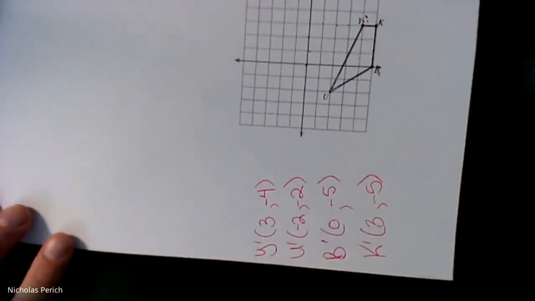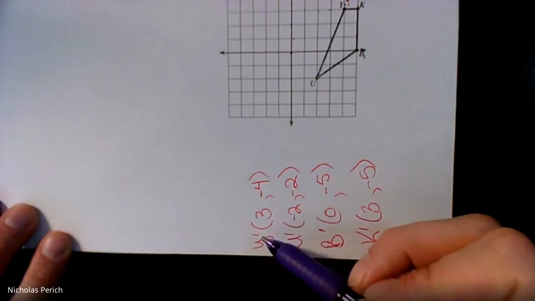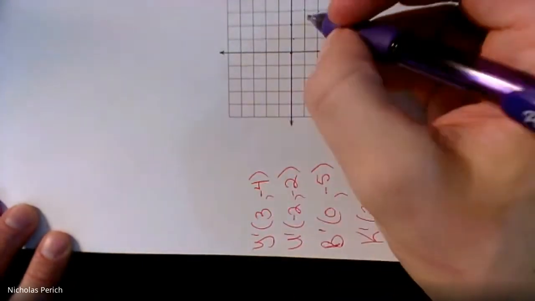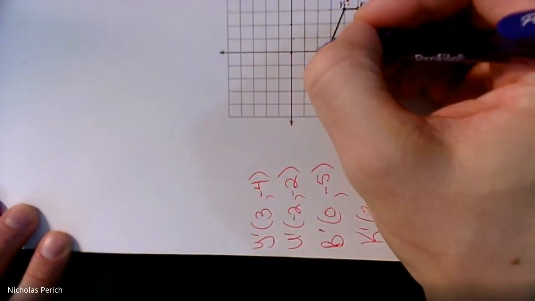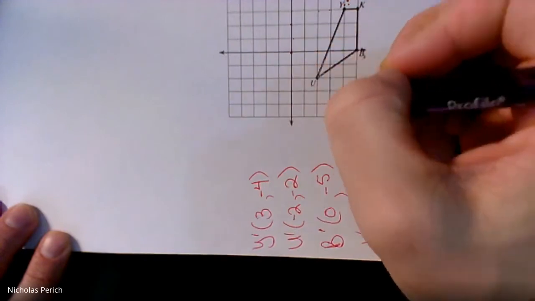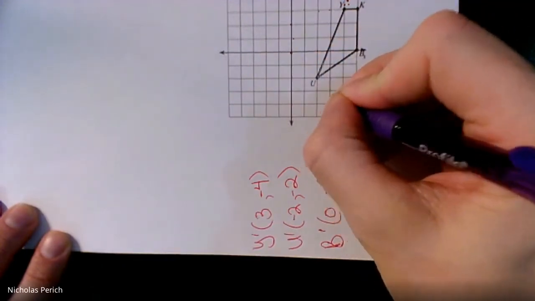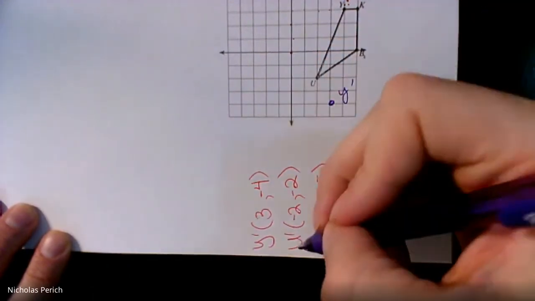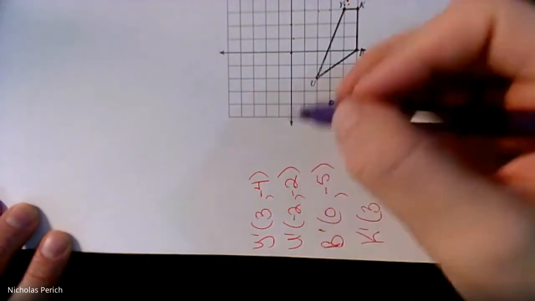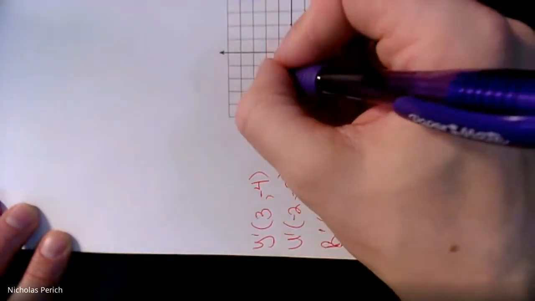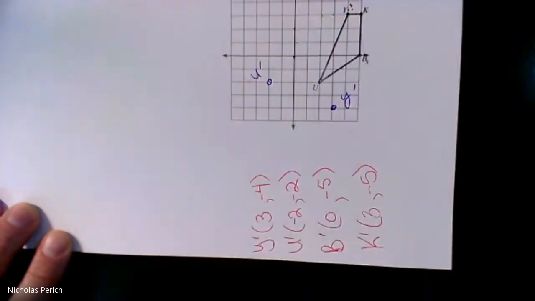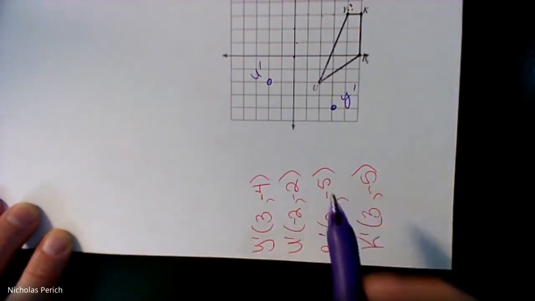So I'm going to take my sideways points that I have. Y prime was 3, -4. So y prime was 1, 2, 3, down 1, 2, 3, 4, y prime. U prime was left 2, down 2, U prime. B was don't move, down 5.